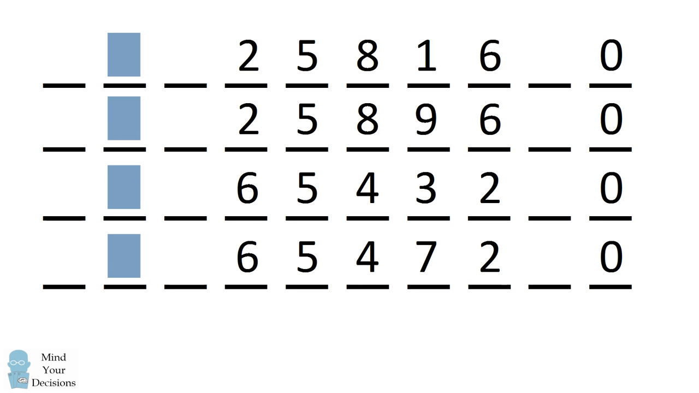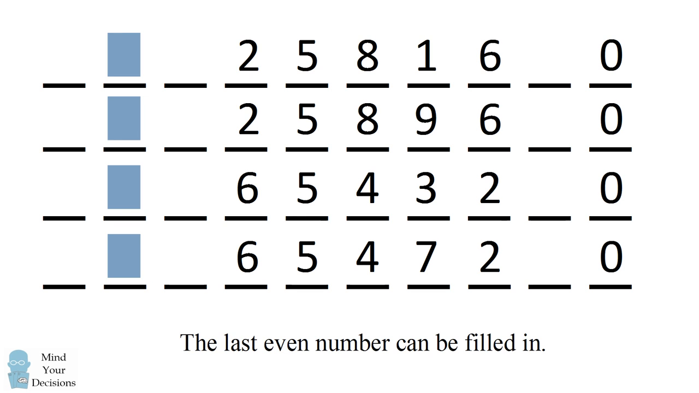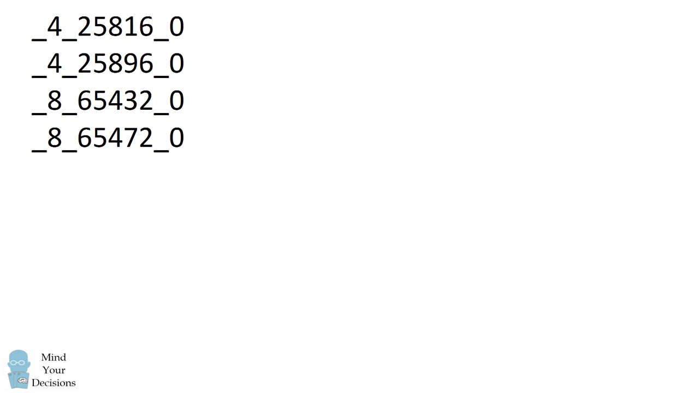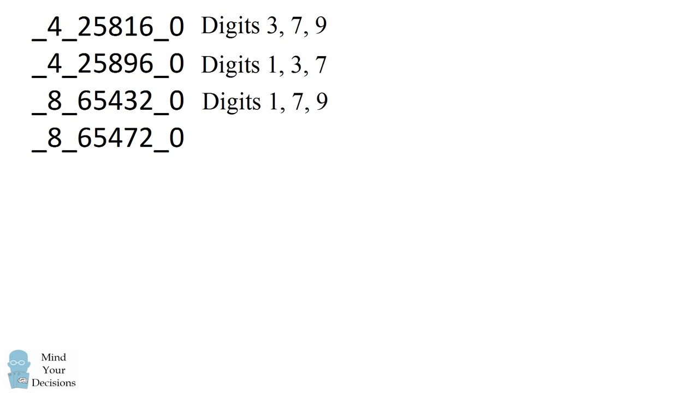So we've actually filled in a lot of digits of this number. We can even fill in one more digit. We have exactly 1 even number that's remaining. This has to be the last even digit. In the first 2 cases, that'll be 4, and in the last 2 cases, that'll be 8. Now we have exactly 3 digits remaining in our number. These will be odd digits. In the first case, it'll be 379, then 137, then 179, and finally 139.